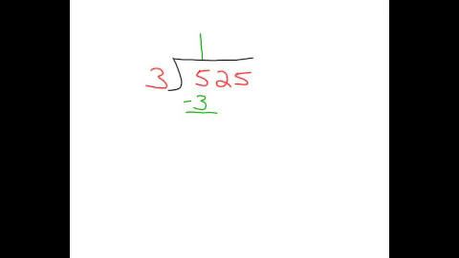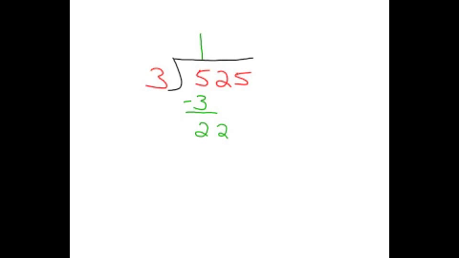So we've divided the hundreds. Now we subtract. 5 minus 3 is 2. Okay, we're done dividing the hundreds. Now let's move on to the tens. We need to take the two tens from 525 and put it next to our leftover hundreds. So now we have 22.